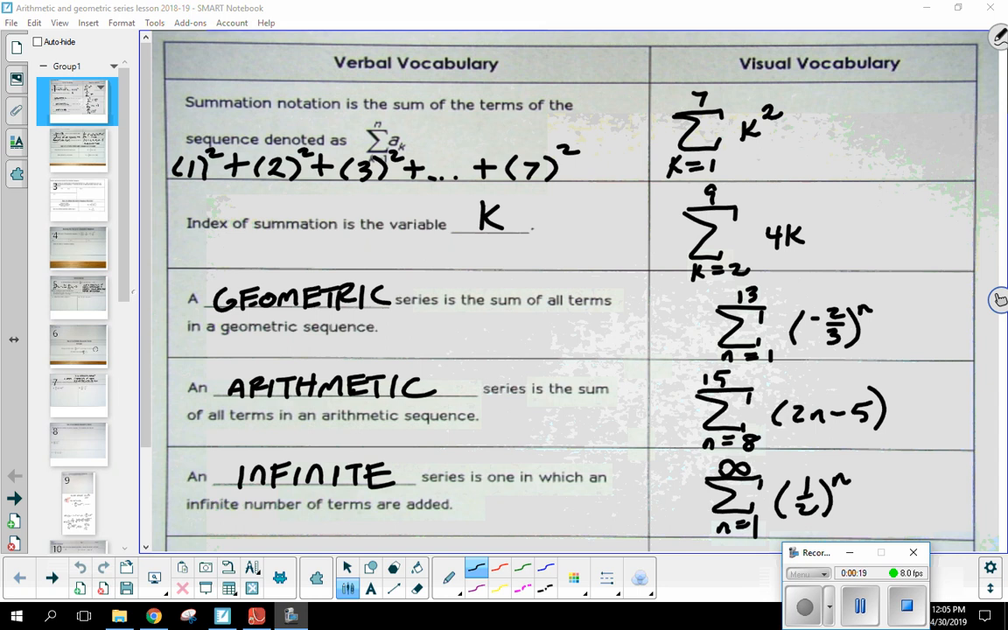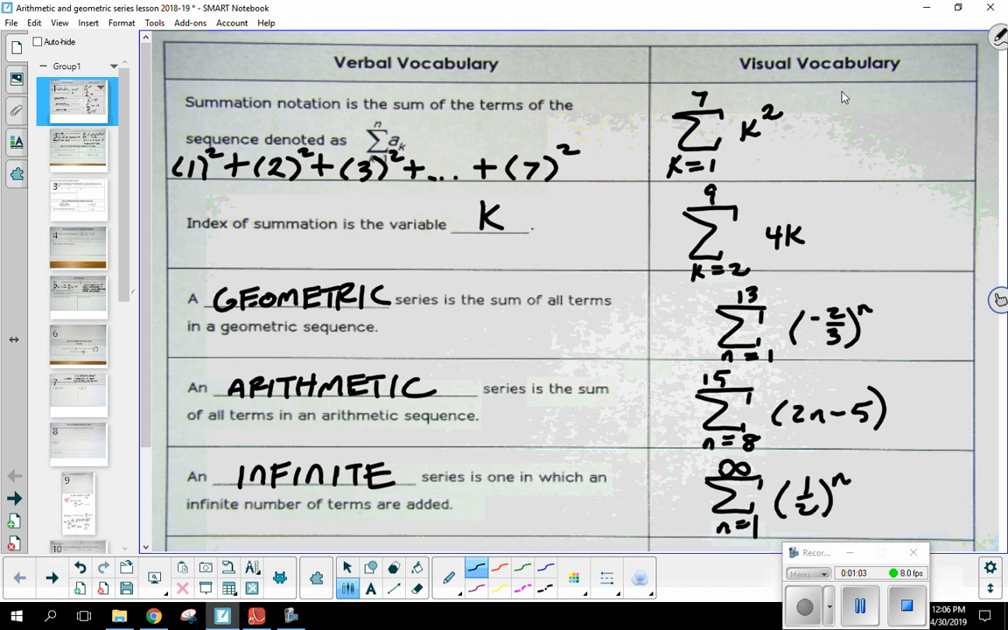Okay, so we have some vocabulary, some examples. I'm going to give you about a minute or two on each slide to copy those down. This symbol right here is the Greek letter sigma. That is what we use in math for summation. So for series, we are going to be adding terms of a sequence. That's what a series is. Summation notation is the sum of the terms of the sequence denoted as that right there.